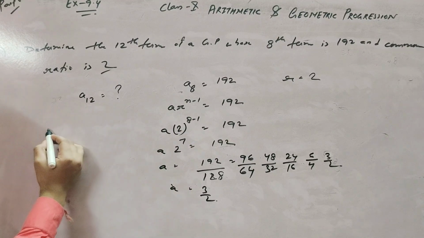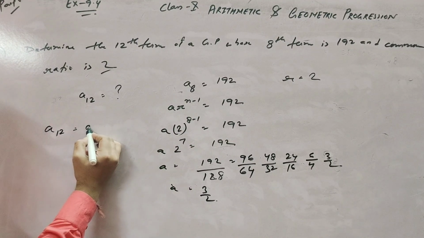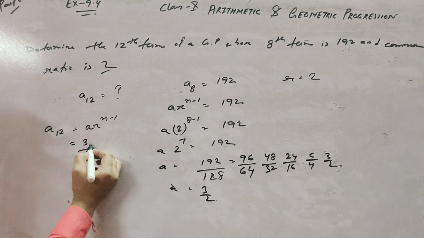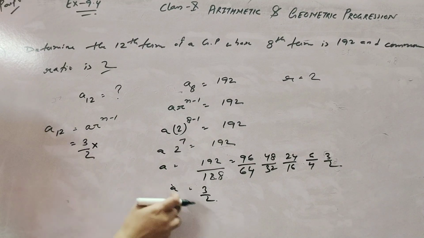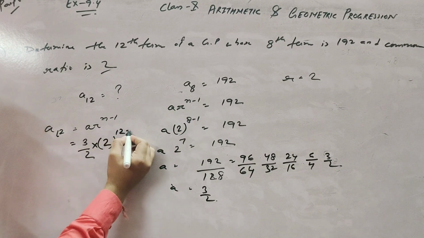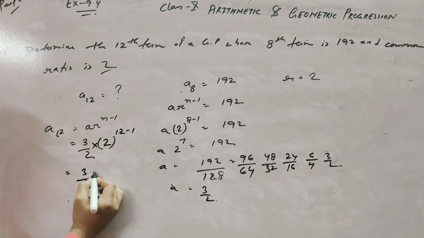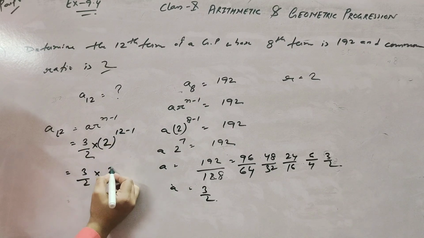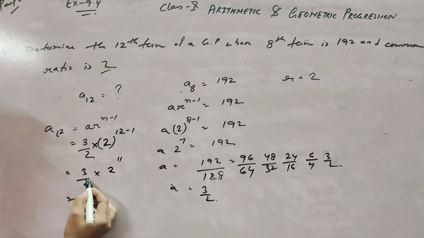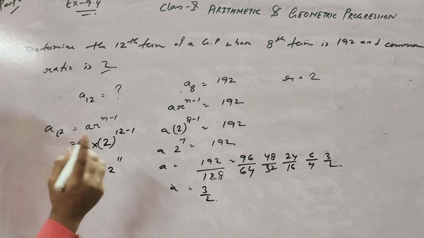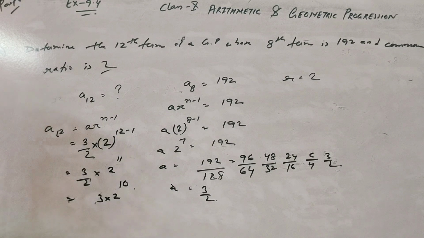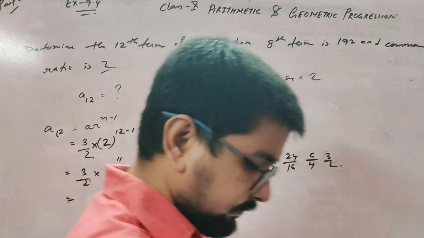Okay, a equals 3 by 2. Find out the 12th term. We know the general term formula is a r^(n-1). In place of a, we write 3 upon 2, in place of r 2, and n is 12, so 12 minus 1. So 3 by 2 times 2 to the power 11, that is, 2 to the power 1 cancels from 11, so power 10. So 3 into 2 to the power 10 is the answer. Okay, note.